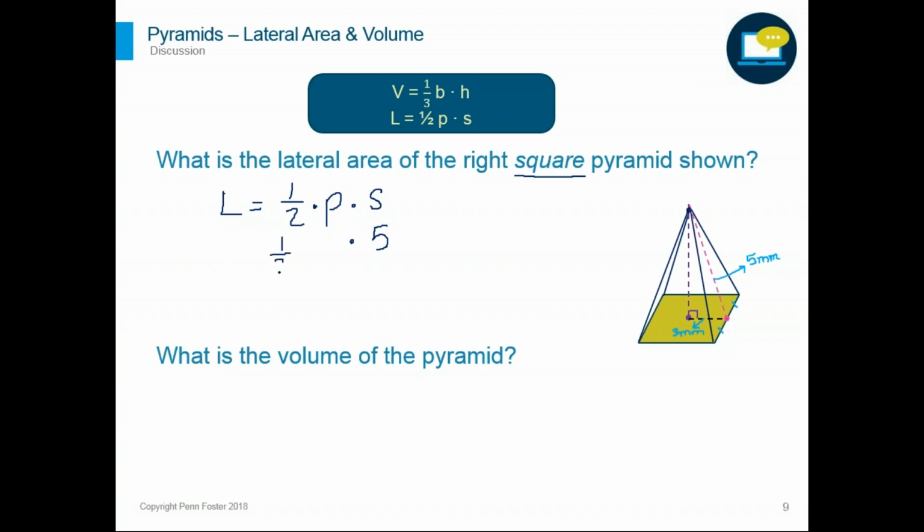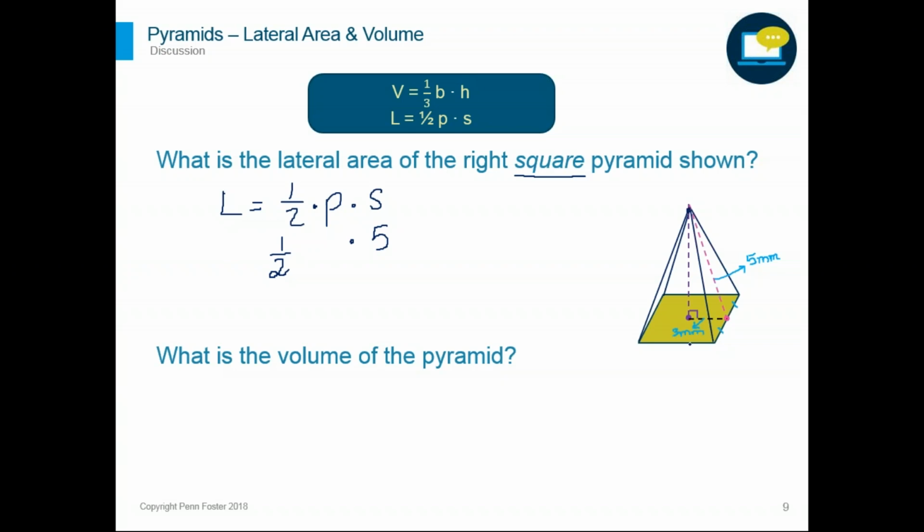The half is part of the formula, and then the perimeter would be the surrounding of that square. Now none of the side lengths are given, but there is a dimension given. We know that the height goes through the middle of the base. So if the middle of the base is given as 3, that dimension connecting the middle of the square to the edge of the square is 3 millimeters.